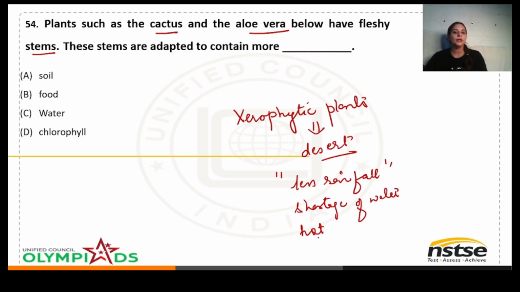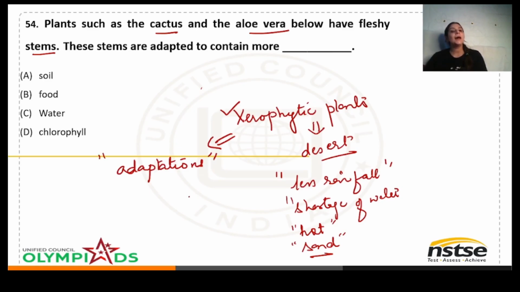They are very hot, and the surface is covered all over with sand. We can find a lot of sand in desert areas. The survival of plants and animals is very difficult. But xerophytic plants can survive. The reason being, plants and animals have special features which help them to survive better in these extreme conditions. And this is called adaptation.